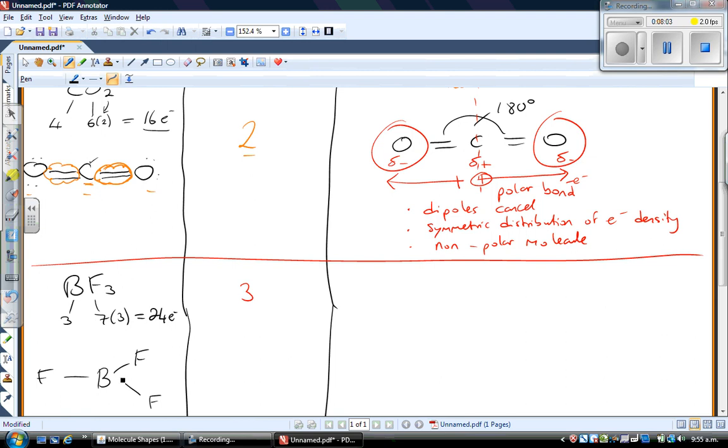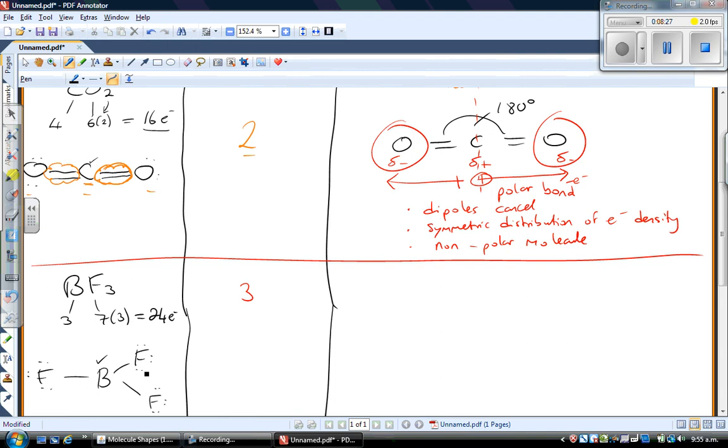Now boron only wants 6. So with 6 electrons, boron is actually satisfied. So it's an exception to the octet rule. Okay, so boron only wants 6, so it's happy, in which case fluorines just need to get 8 altogether. So we put 2, 4, 6, and then 8, 2, 4, 6, and 8, 2, 4, 6, and 8.